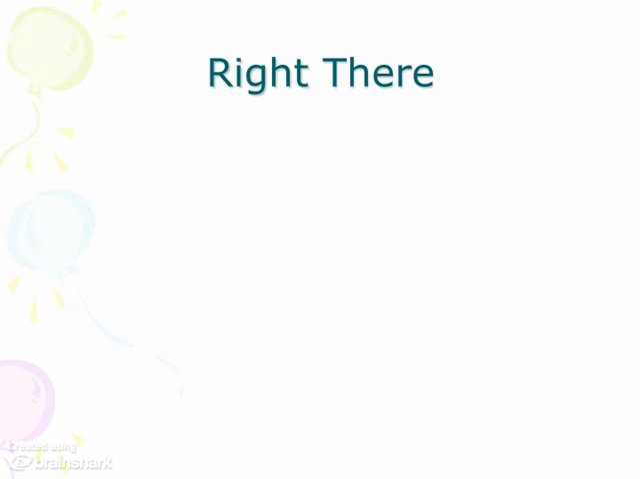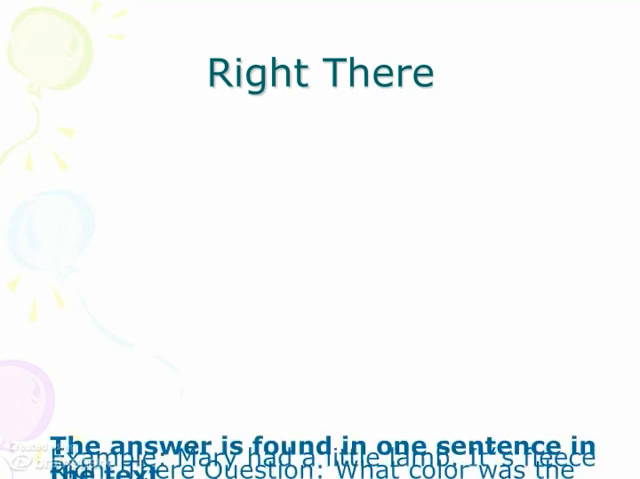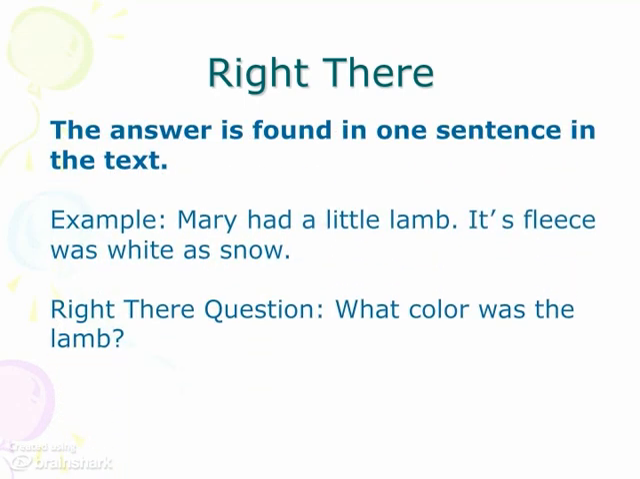Let's look at a couple examples for a right there question. So remember, a right there question is going to have the answer in one sentence in the text. So let's say that your text is the story of Mary and the little lamb. So here's your text. Mary had a little lamb, its fleece was white as snow. So if that's all that you had and the question was, what color was the lamb? You could find that answer right in the text.